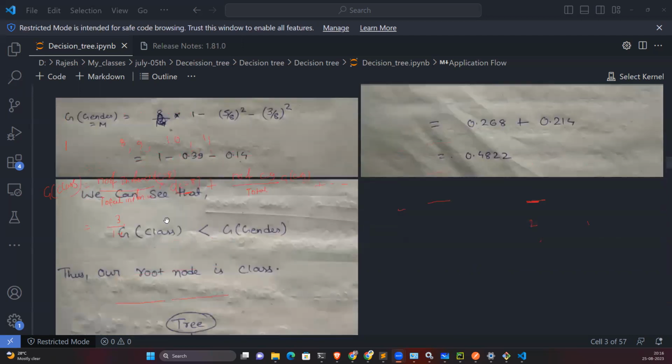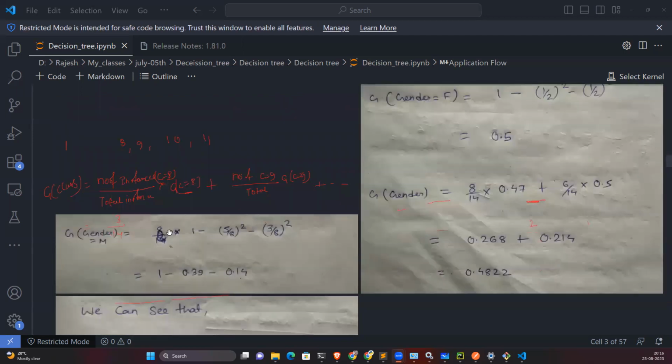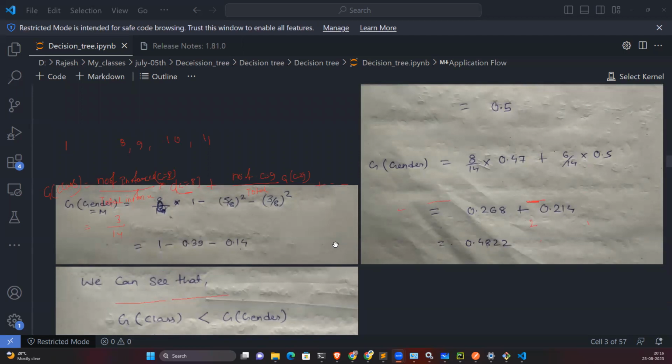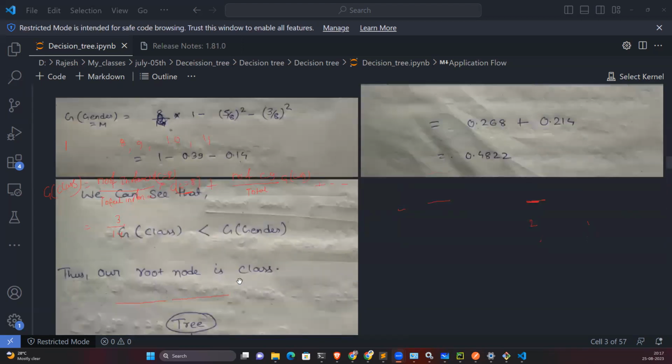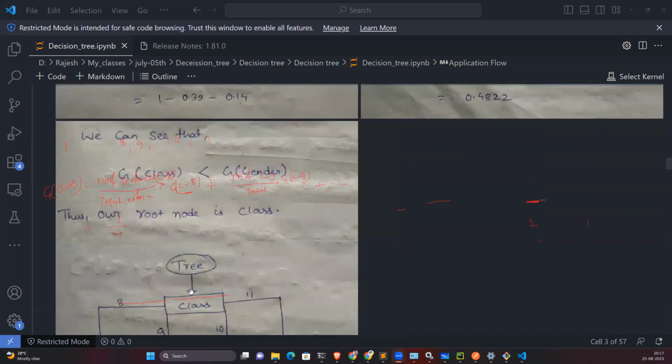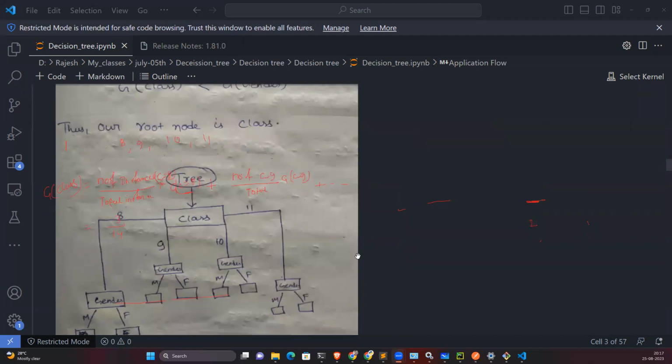Now just see, the Gini indexing of class is what? 0.404. And the Gini indexing of gender is 0.482. So we can see the Gini indexing of class is less than the Gini indexing of gender. So the root node is class. Gini means impurity, so if it is less, it means Gini impurity is less in the case of the class feature. So I can select class as the parent node and gender will be the child. Now you understood how to do it with the help of Gini indexing.